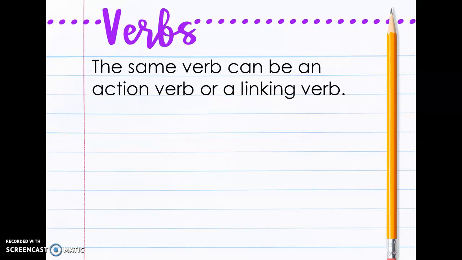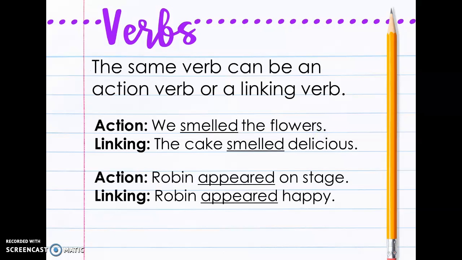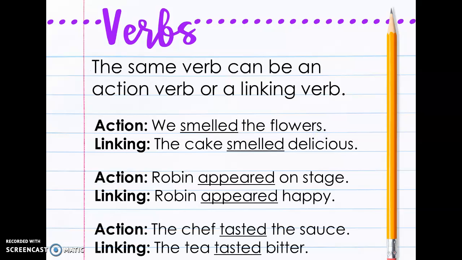The same verb can be an action verb or a linking verb. An action verb: we smelled the flowers. But used as a linking verb: the cake smelled delicious. Robin appeared on stage. That's our action verb. But Robin appeared happy is our linking verb. The chef tasted the sauce. That's our action verb. The linking verb: the tea tasted bitter.